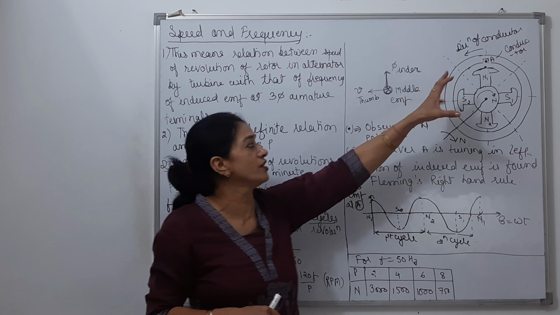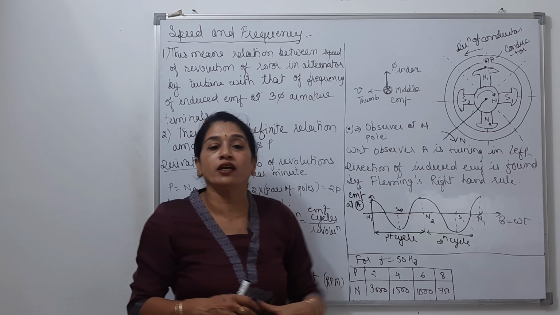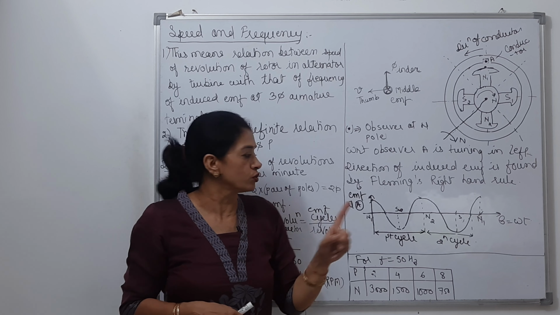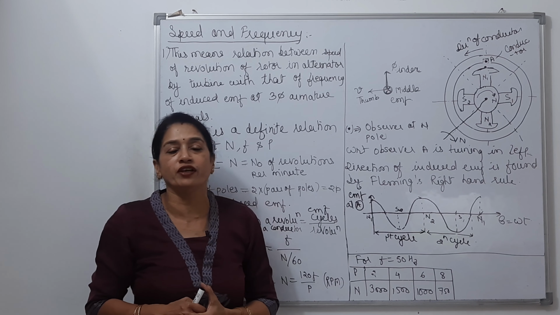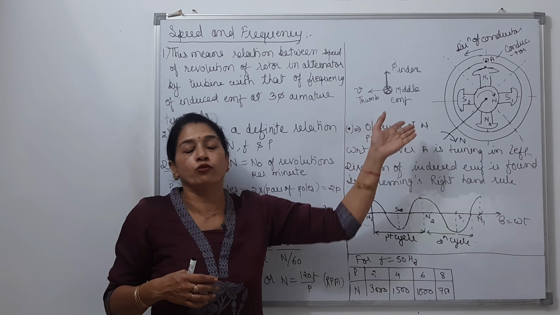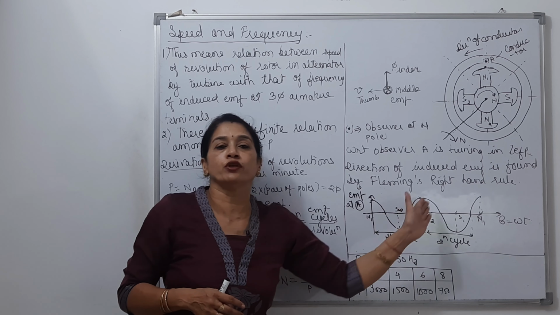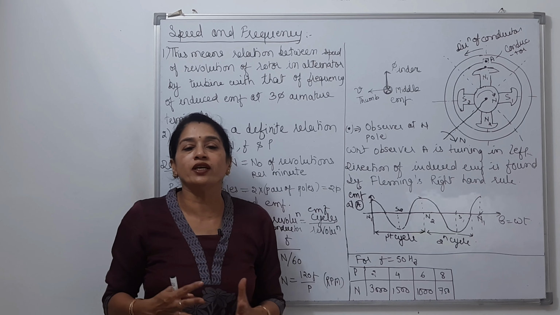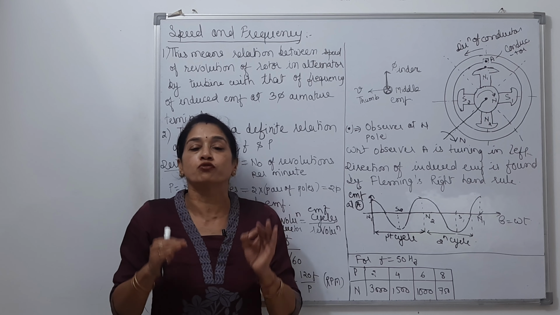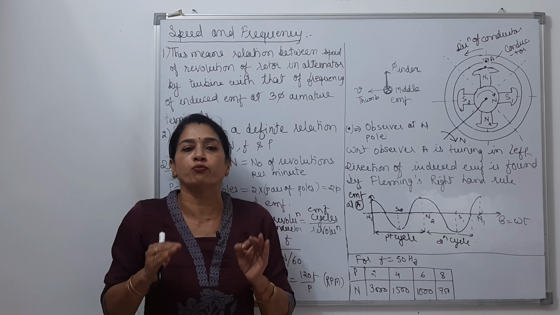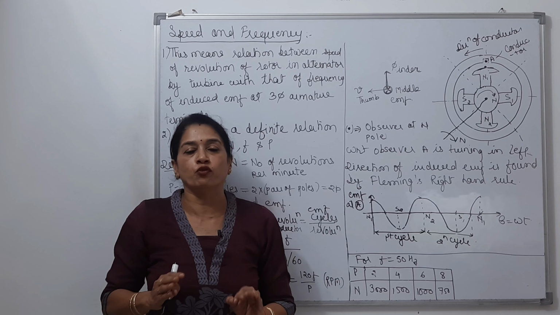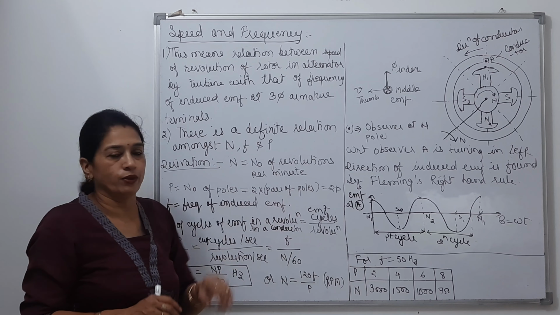It creates the connection that if we have four number of poles, how many pairs of poles are there? Two. So we would be having two cycles of EMF for a single revolution. If it had been six poles, we would have generated three cycles of EMF in one revolution. That means whatever number of pairs of poles there are, that many cycles of EMF are induced in one revolution in the armature winding.